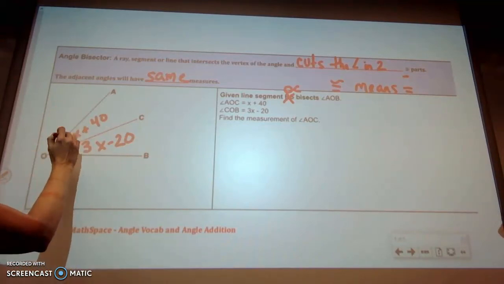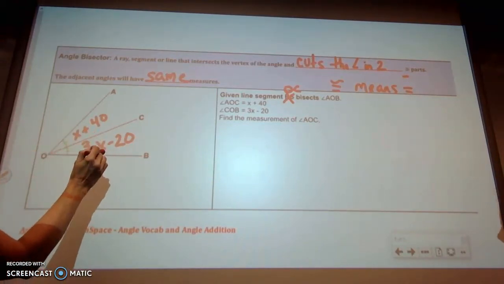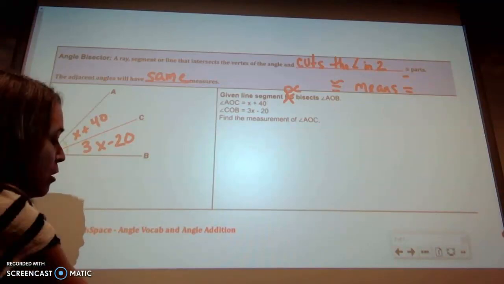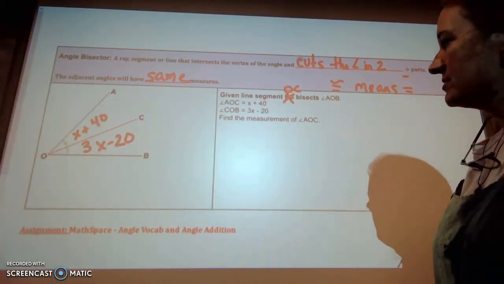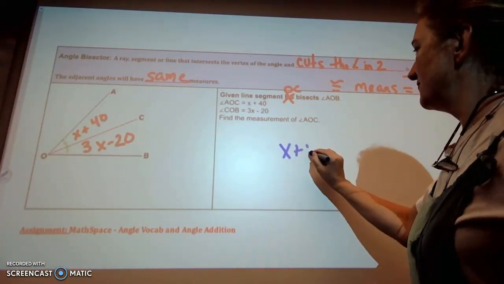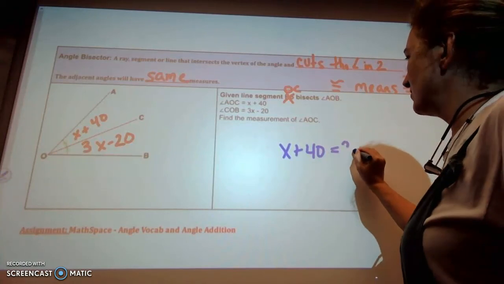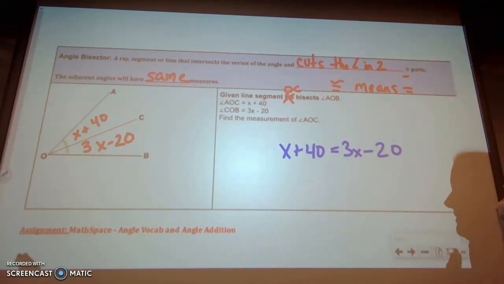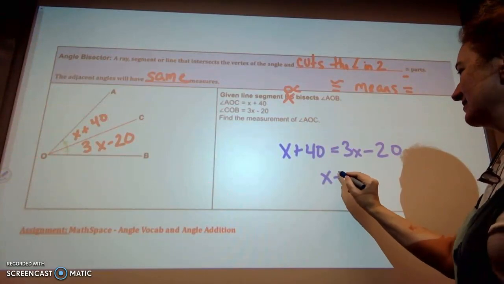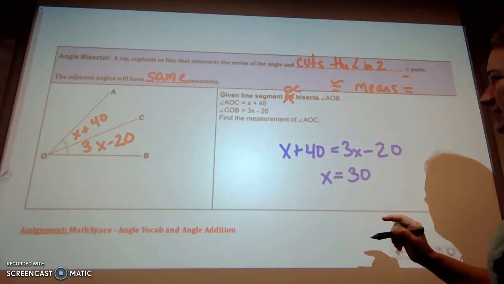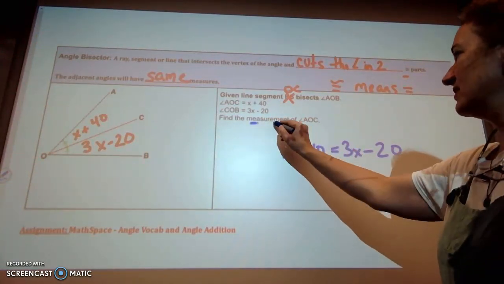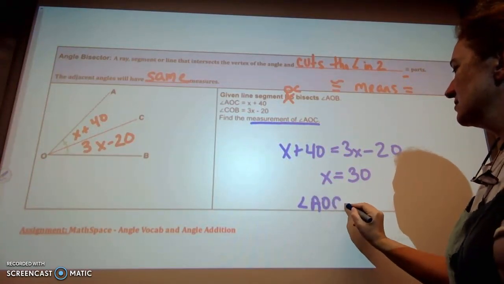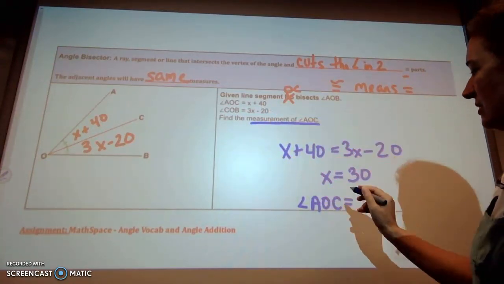So this is x plus 40, this is 3x minus 20. We know that they're equal. So how do I set up the equation? I'm going to say x plus 40 equals 3x minus 20. And then I put it into Desmos. And I get x equals 30. Are we done? That's not what I want. Nope, because they want to find the measure of angle AOC, not x. So I'm going to plug that into angle AOC.